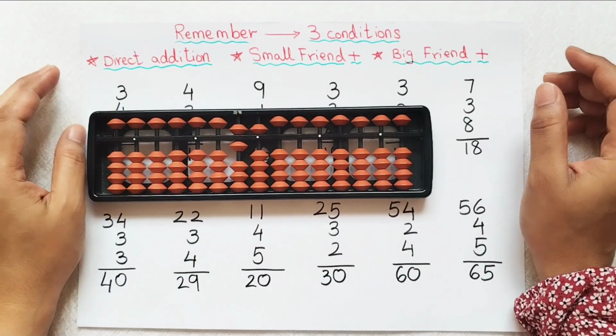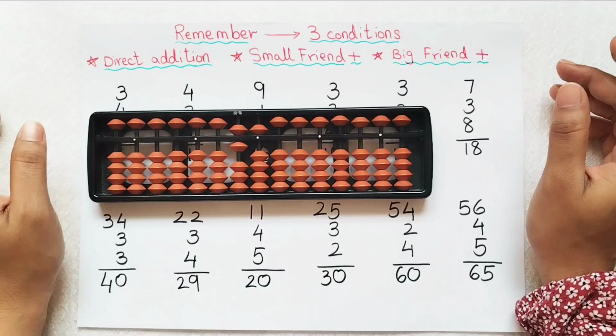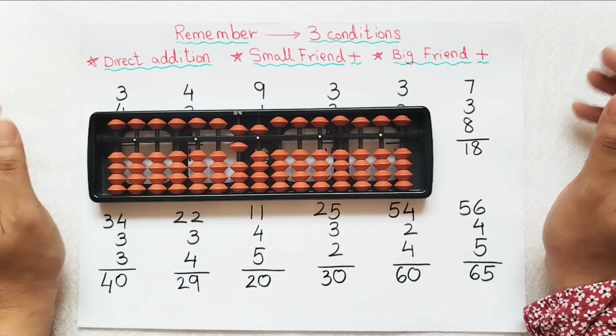I hope you are now clear when to use direct addition, when to use small friend and when to use big friend formulas.